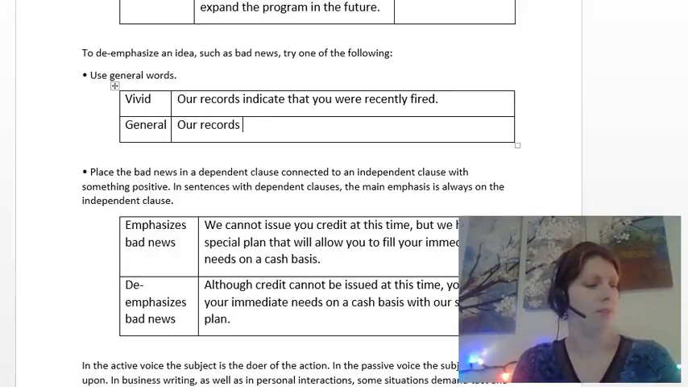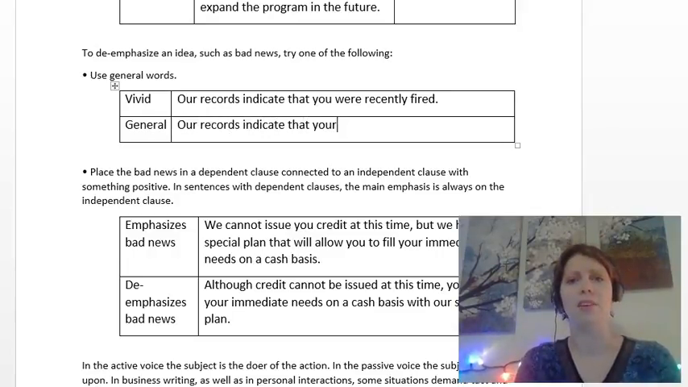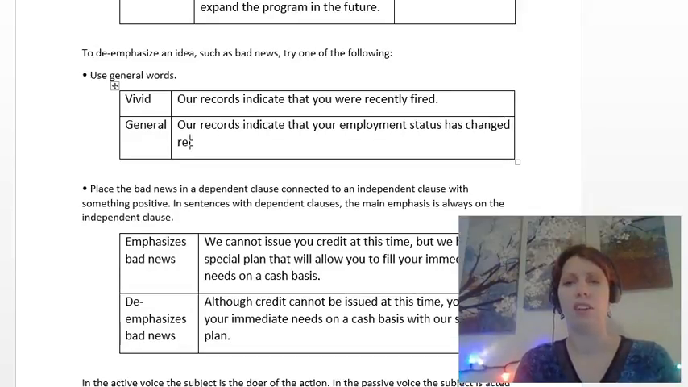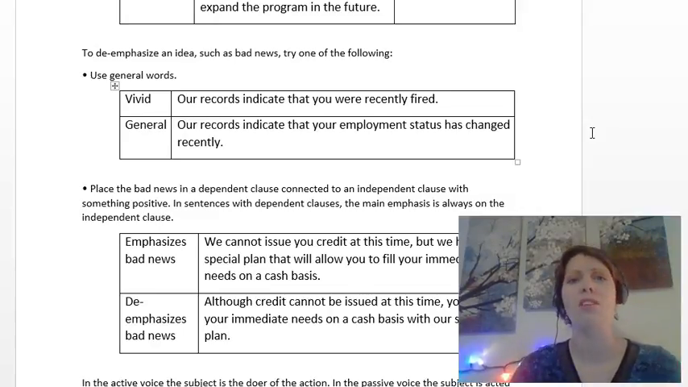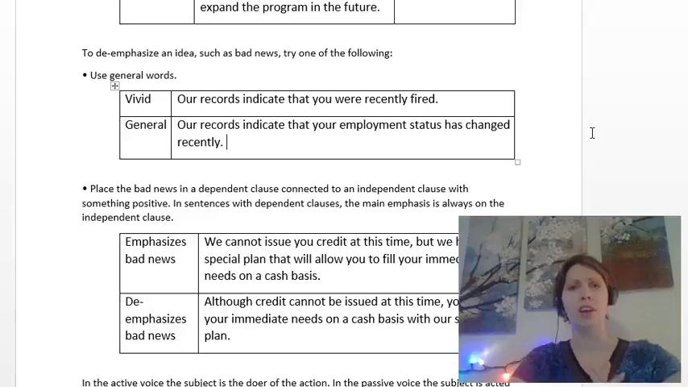Our records indicate that your employment status has changed recently. Yes, we know you were fired, but you don't want to be rude and you don't want to make the person upset. So to de-emphasize this negative thing, you can say, oh, well, we've noticed that your employment status has changed.